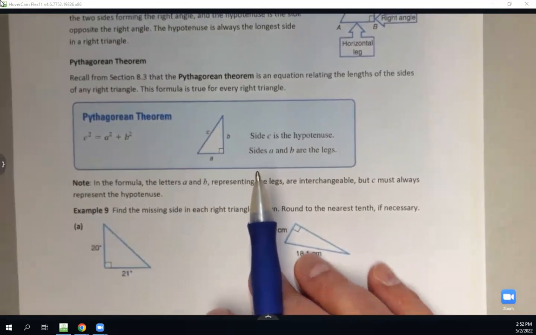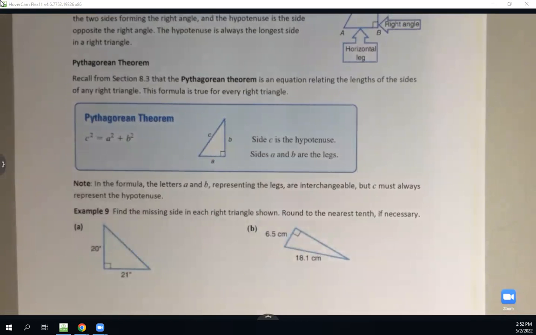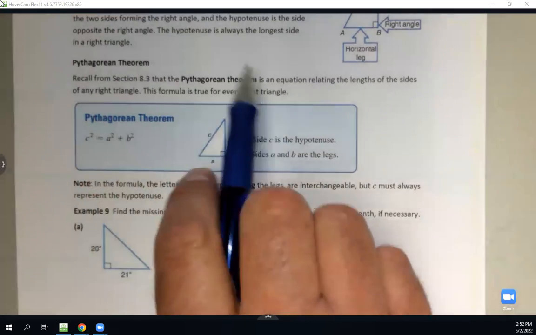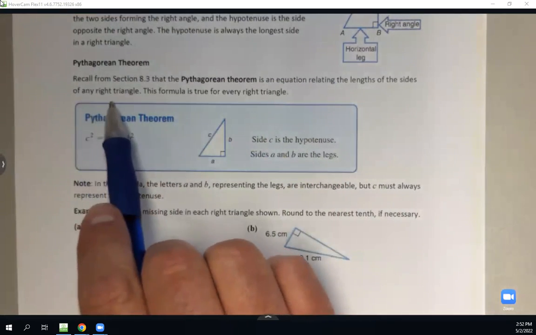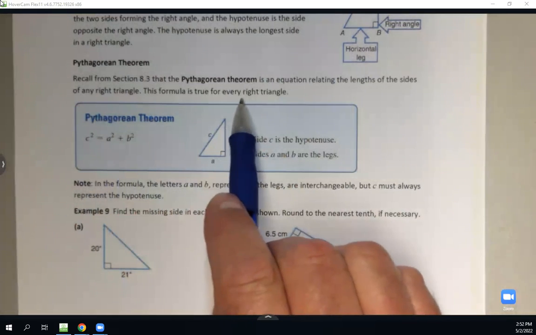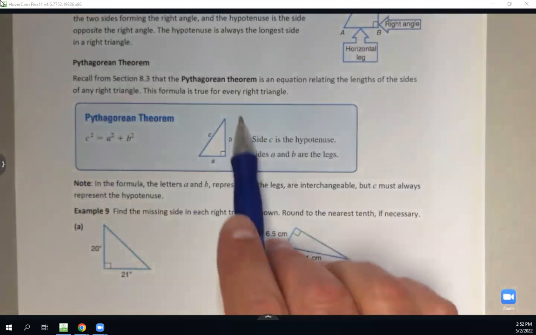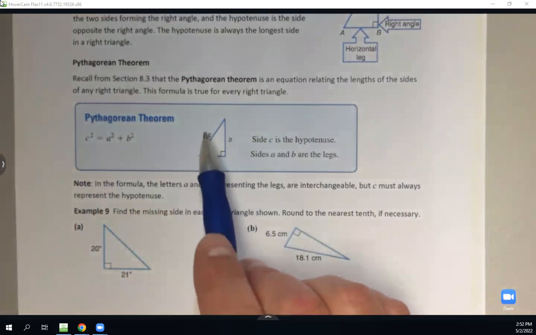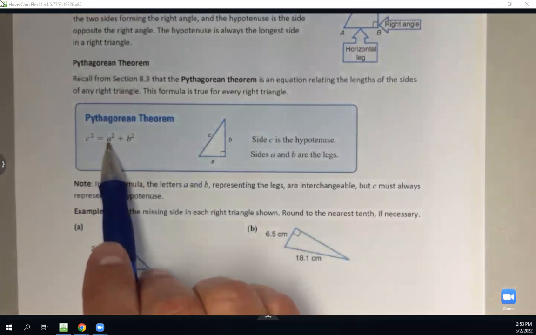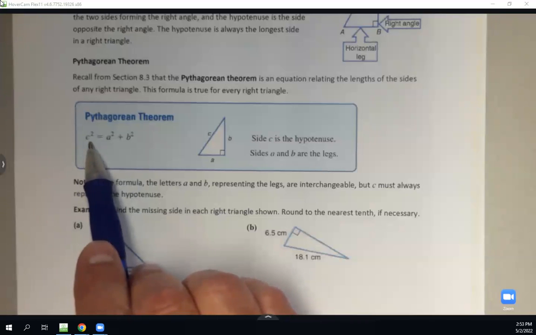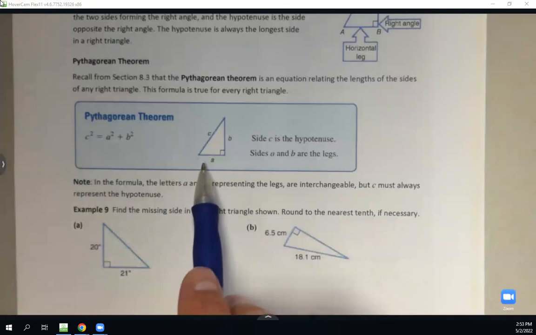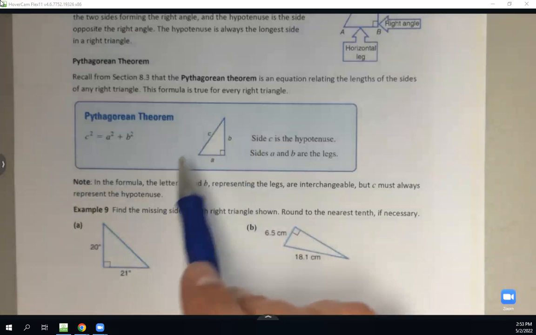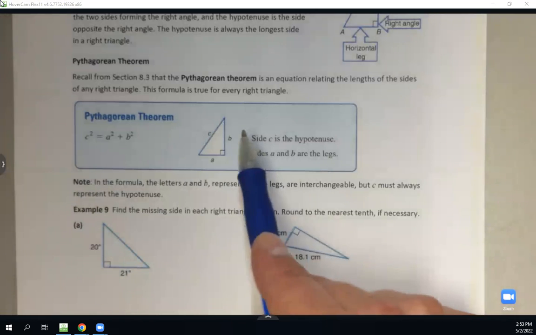Now, we've also already learned the Pythagorean theorem in this class. So recall from section 8.3 that the Pythagorean theorem is an equation relating the lengths of the sides of any right triangle. This formula is true for every right triangle. So if I have a right triangle, and if A and B are the legs, and if C is the hypotenuse, then if I take A squared plus B squared, that will equal C squared. Okay, so we say the sum of the squares of the two legs will equal the square of the hypotenuse of a right triangle.